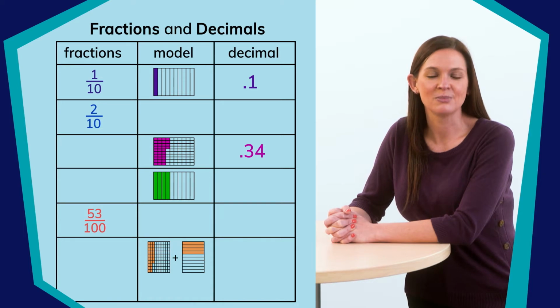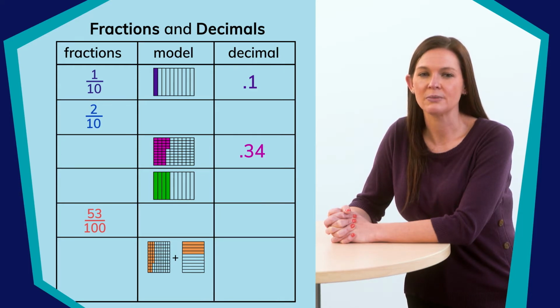The headings on the columns say model, fraction, and decimal. Looking at the information that is already in each column, I know what information we are going to need to fill in. The first row is completed for us. Let's take a closer look.